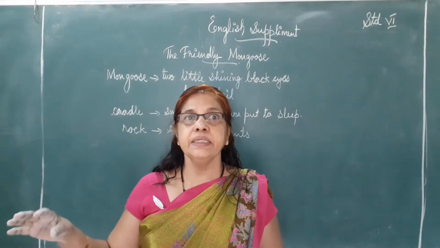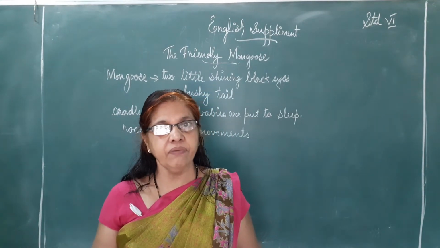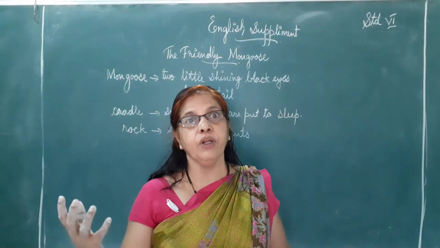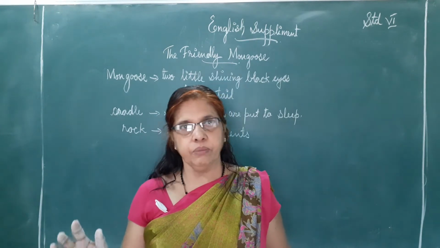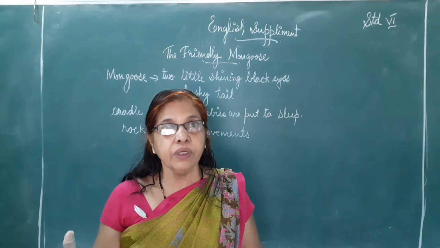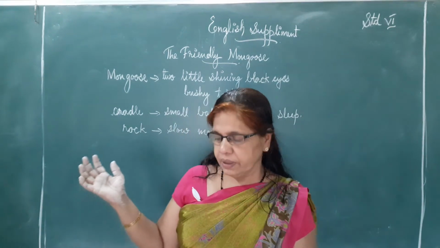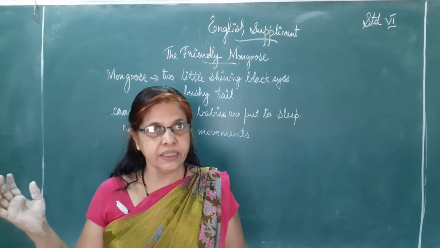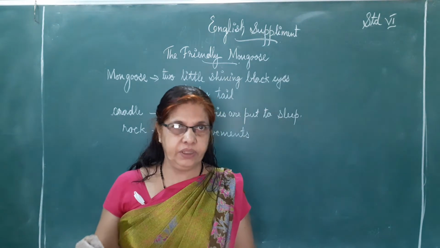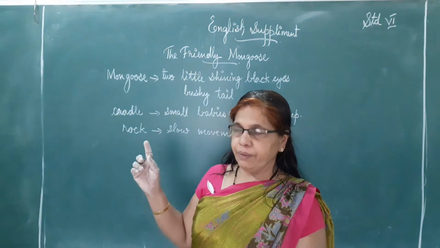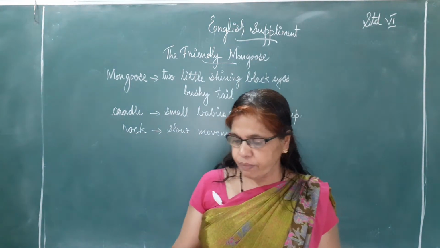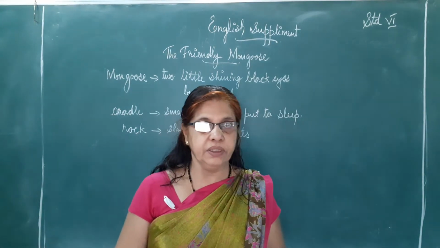Sometimes one or two will be together. Very often they go in twos. Alone they will not go, because around our place I can see a lot of mongooses. So that is a tiny animal. This story is about a friendly mongoose.